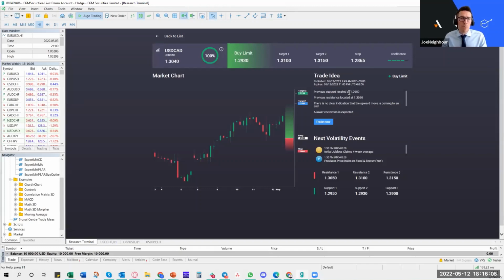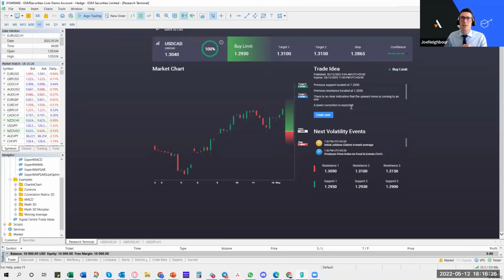But also you may be using it in conjunction with your own analysis, and using it to validate your own thoughts on the market. So here we've explained that there's previous support at 129.50 and there's resistance at 130.50. So we expect there could be some levels of resistance above, so we're looking to take that into consideration.